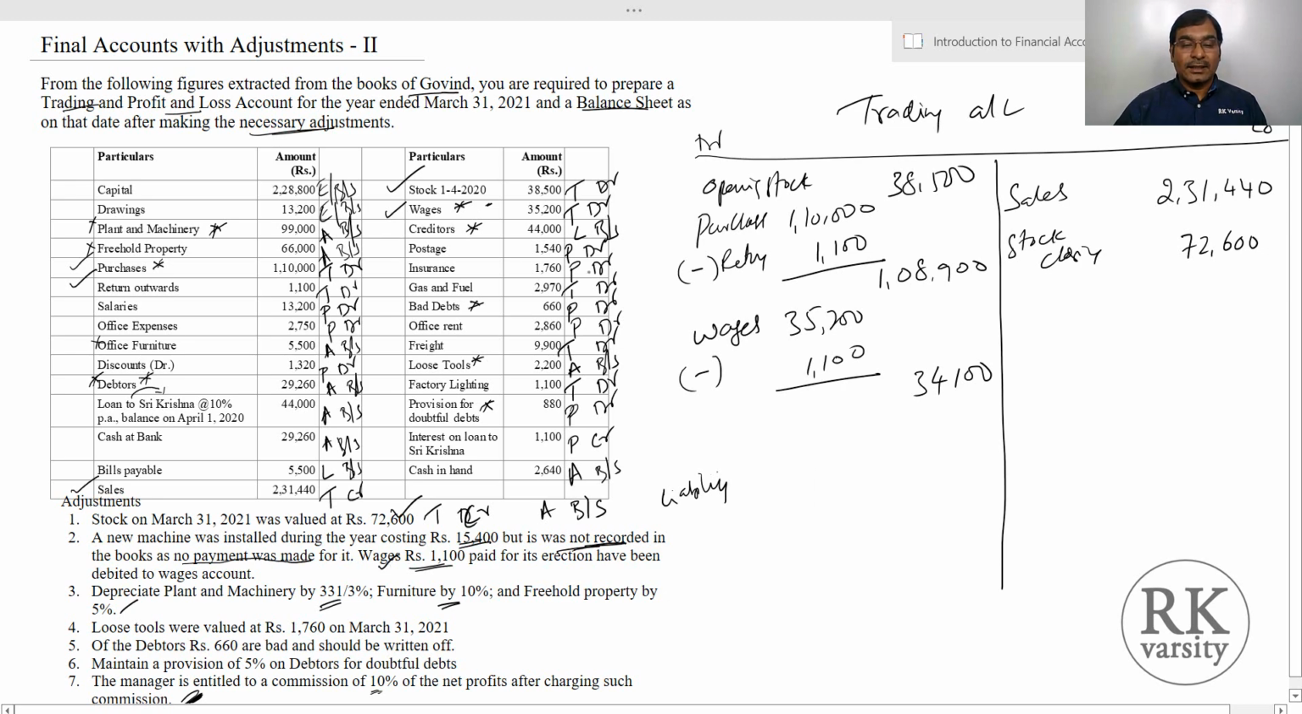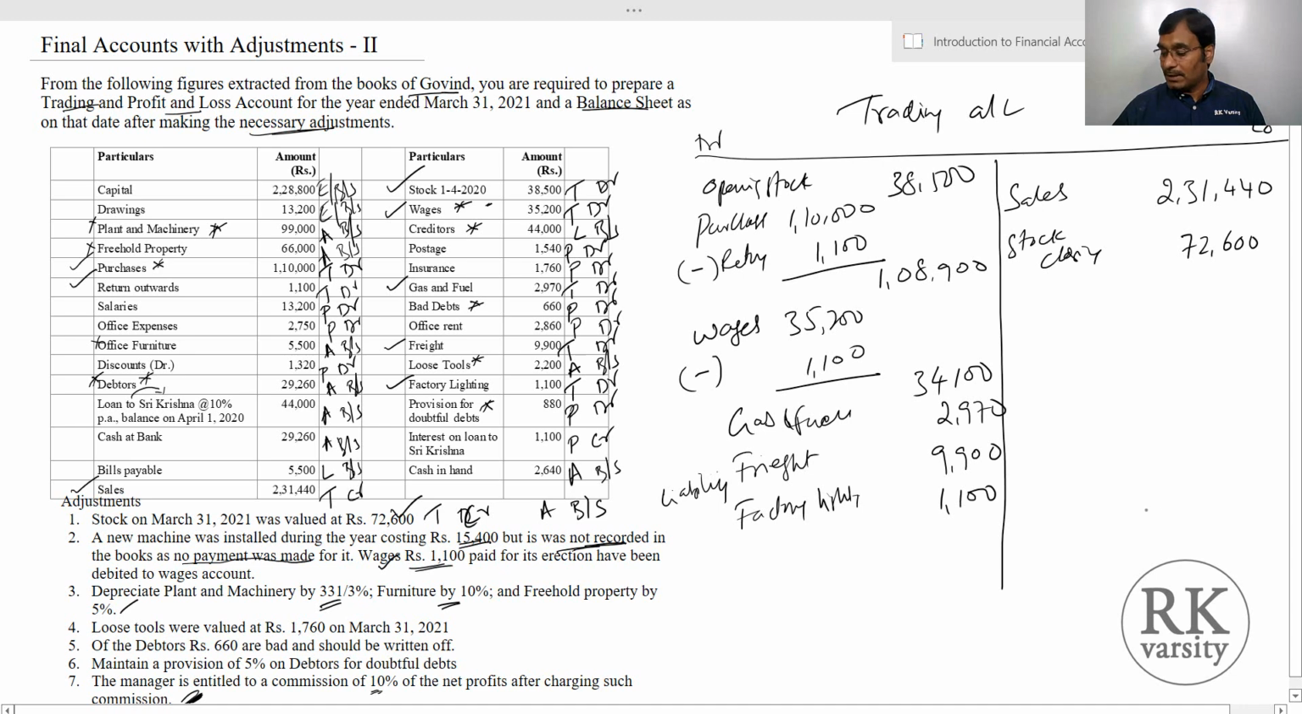Then next you have gas and fuel 2,970. So we'll simply write gas and fuel 2,970. Then freight charges 9,900. Freight is 9,900. Then factory lighting is in the trading account. Factory lighting 1,100. Then provision, interest on loan, cash. So no other items will appear in our trading account.